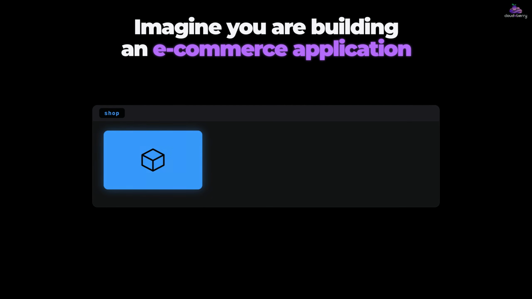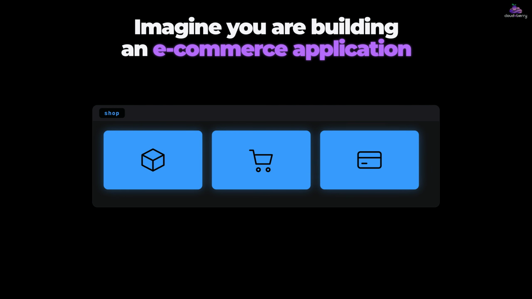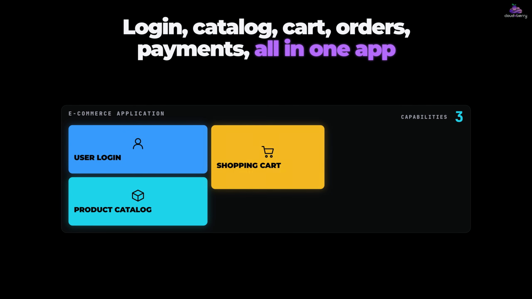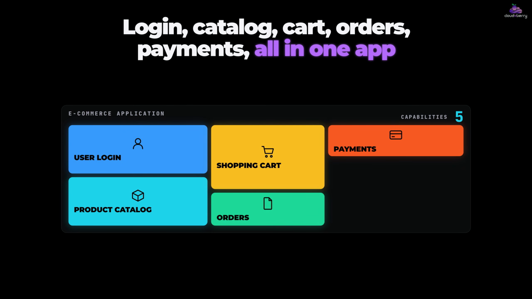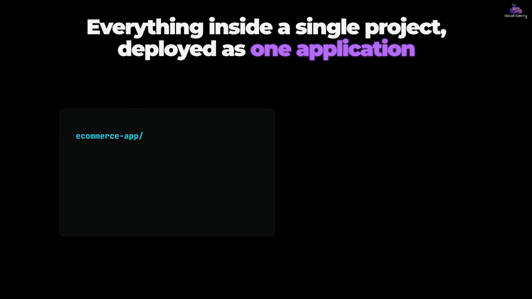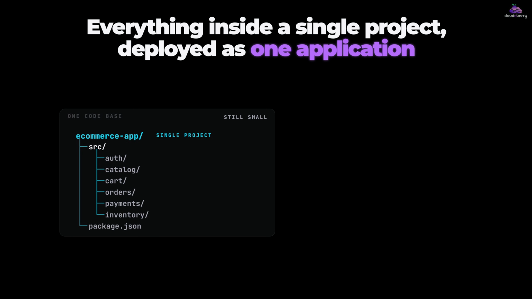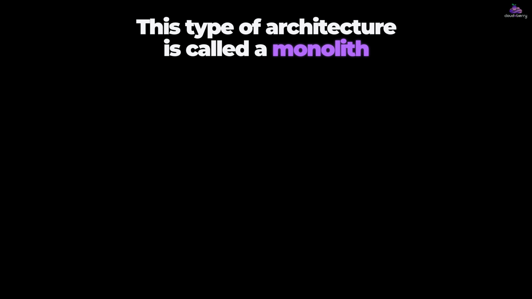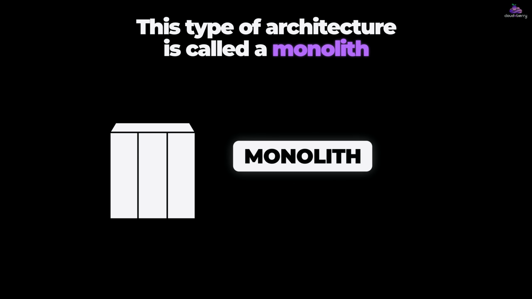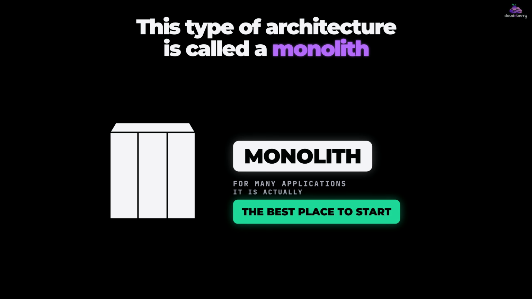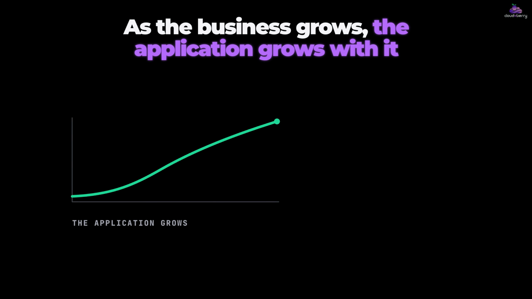Imagine you're building an e-commerce application. In the beginning, it's fairly simple. You have user login, a product catalog, a shopping cart, orders, payments, notifications, and inventory. Since the application is still small, you build everything inside a single project, maintain one code base, and deploy it as one application. This type of architecture is called a monolith, and for many applications, it is actually the best place to start.